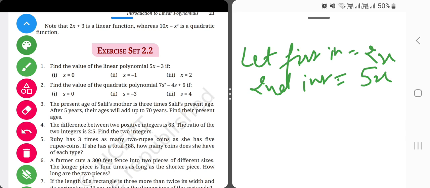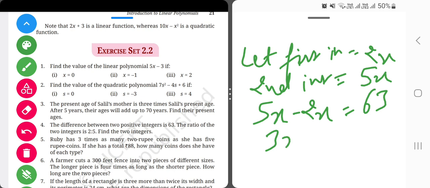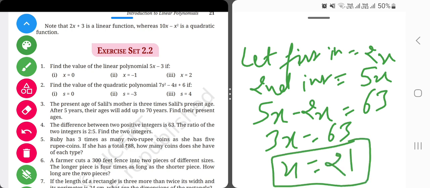Now we will check the difference of these two. 5x minus 2x, according to the question, is equal to 63. So 5x minus 2x will become 3x is equal to 63. Now we will find the value of x: 3 times 21 is 63, so x is equal to 21. So we had to find out these two integers.